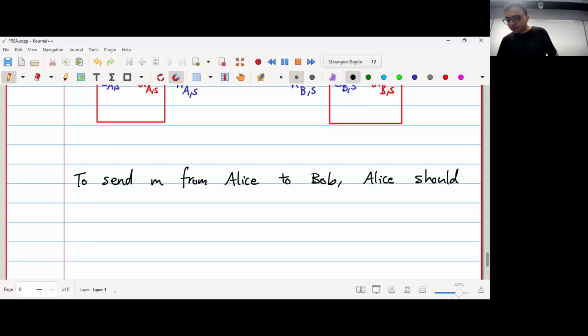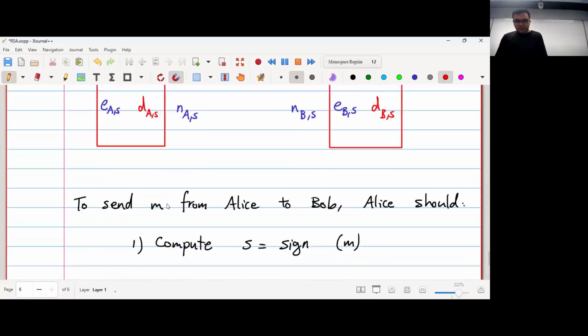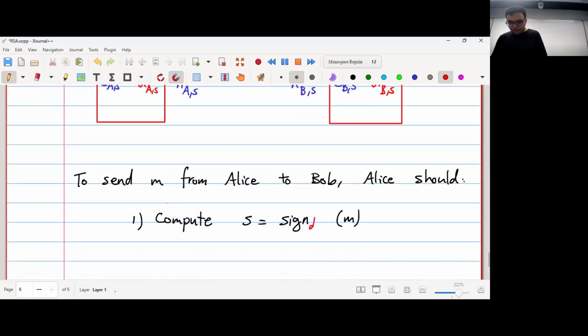Well, first, I'm going to sign my message. Now, again, when you take a cryptography course, you're going to see that you actually sign the hash of your message, but for now, it doesn't really matter. So step one is to compute some signature. Let's call it S. And this is going to be the signature of Alice on my message M. But what key is Alice going to use to sign? This is the private key of Alice for signatures, D_AS.